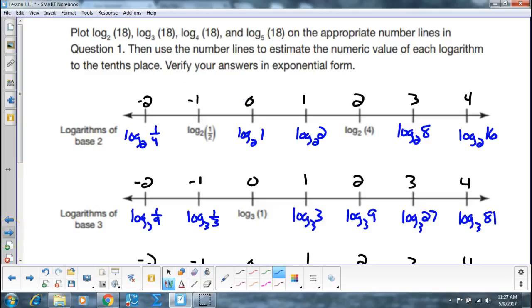Okay, what we're going to do now is on that same chart that you just made there, we are going to try and plot on the different ones where log base 2 of 18 would fall, where log base 3 of 18 would fall, log base 4 of 18, log base 5 of 18. Okay? So where do you think on the log base 2 line, where would log base 2 of 18 fall?